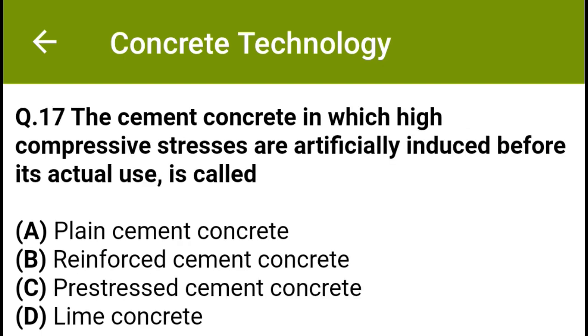The cement concrete in which high compressive stresses are artificially induced before its actual use is called: option A, plain cement concrete, option B, reinforced cement concrete, option C, pre-stressed cement concrete, option D, lime concrete. The correct answer is option C, pre-stressed cement concrete.